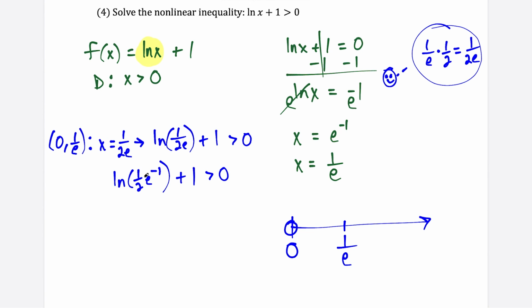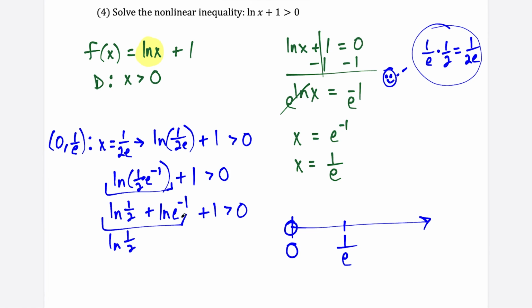And then we could use properties of logs. We have a product inside, so we could write this as natural log of 1/2, and then plus natural log of e to the -1st. So I'm just breaking this up into two separate logs like this, and then plus 1 greater than 0. So from here, we have natural log of 1/2, and then natural log and e are opposites, so they cancel out. So we have natural log of 1/2, and then we have -1 plus 1 greater than 0. And then -1 plus 1 cancel. So now the question is, can we say natural log of 1/2 is greater than 0?